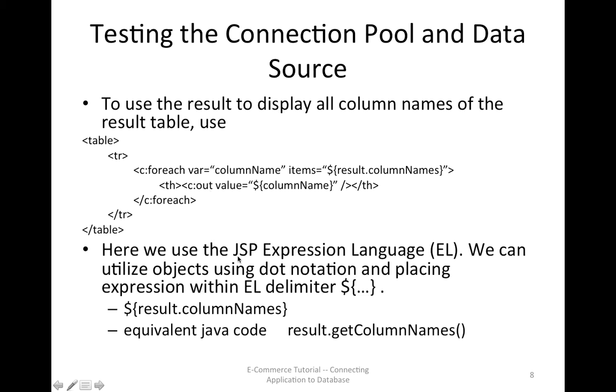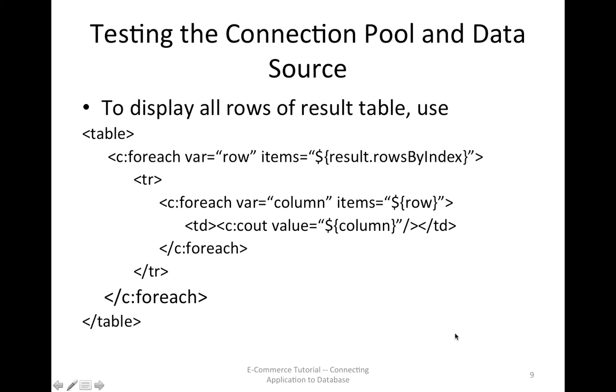Here we use the JSP expression language, EL. We can access objects using dot notation and placing the expression within the EL delimiter. For this example, we did result.columnNames. This is equivalent to the Java code result.getColumnNames. To display all rows of the result table, we have to use a nested loop. The outside loop will go through each row in the table. Then the inside loop will go through each column in one row.